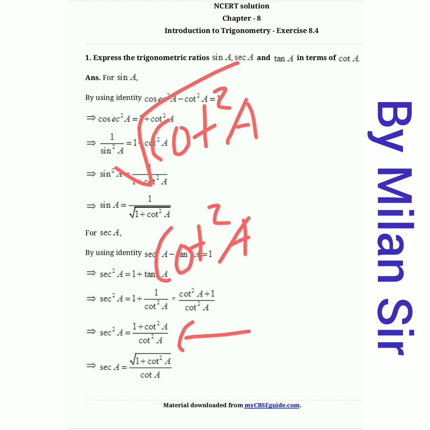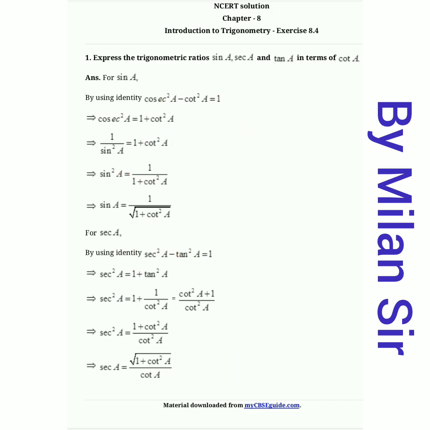If we write in terms of exponent, it becomes 1 by 2. Square root means exponent 1 by 2, then this 2 to exponent cuts, and finally we get cot a, right? So this is our second answer, our sec a in terms of cot a. Now the third thing is tan a.